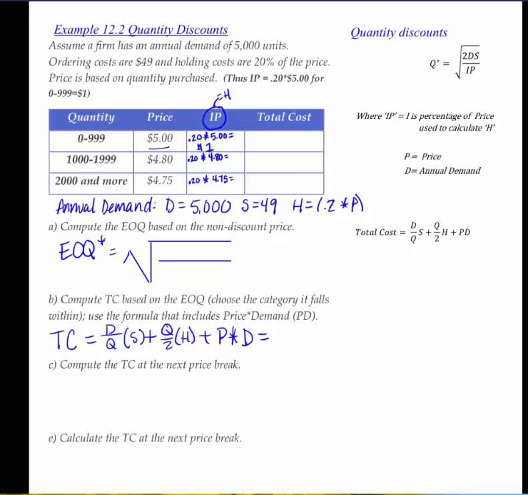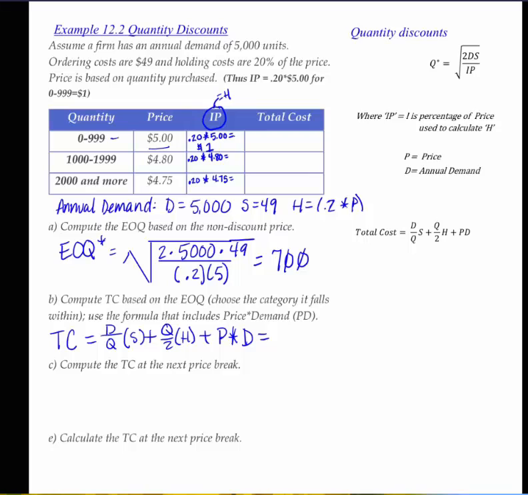So let's go ahead and fill in our economic order quantity model at 2 times the annual demand of 5,000 times 49, which is the S cost, and we're going to divide that by, we could put in 1, but I'm just going to put 0.2 times 5, just so you can see where I got that from. And this is going to equal 700. So the economic order quantity to minimize ordering costs and holding costs is 700 units to be ordered each time we order. So that would place us in this first category right here.